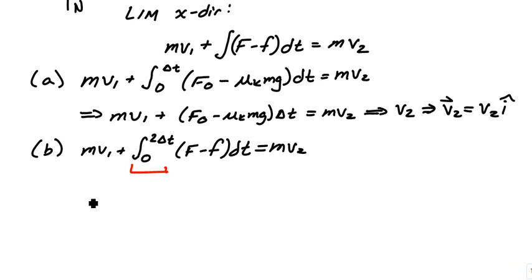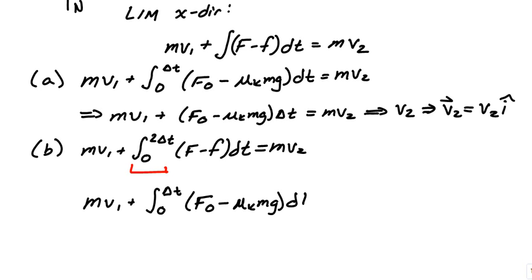So if I do that, the first term is m v1. I'm going to add to that the integral from 0 to time delta t of F, which over that range is simply F naught, minus the friction force, which is mu k times m times g, dt.